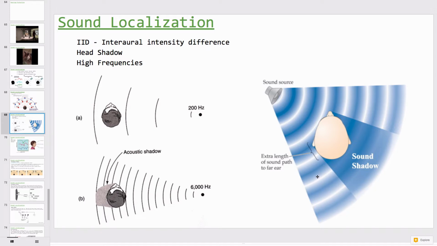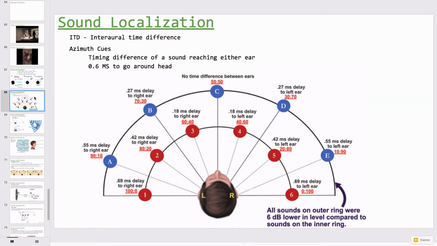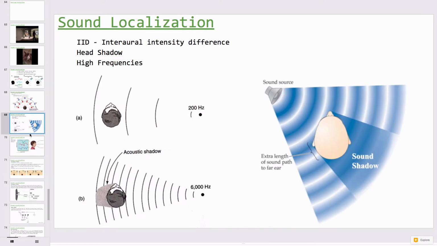All right, so if it's a little bit louder coming to our right ear, a little quieter coming to our left ear, we're going to get a sense of where that sound source is coming from, and it works, of course, together in conjunction with the ITD as well.